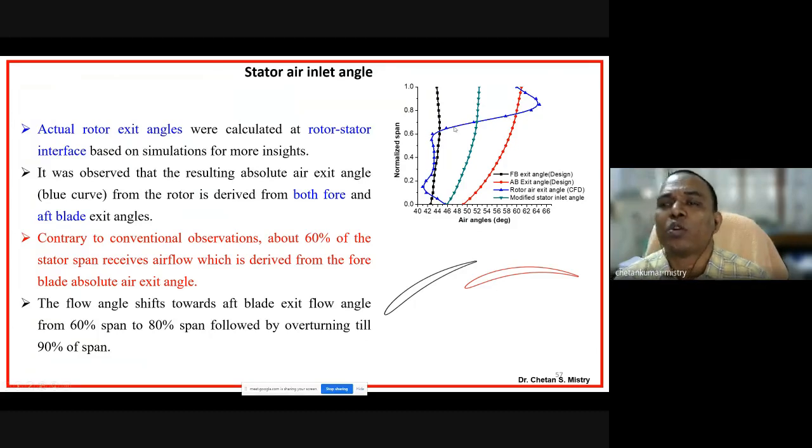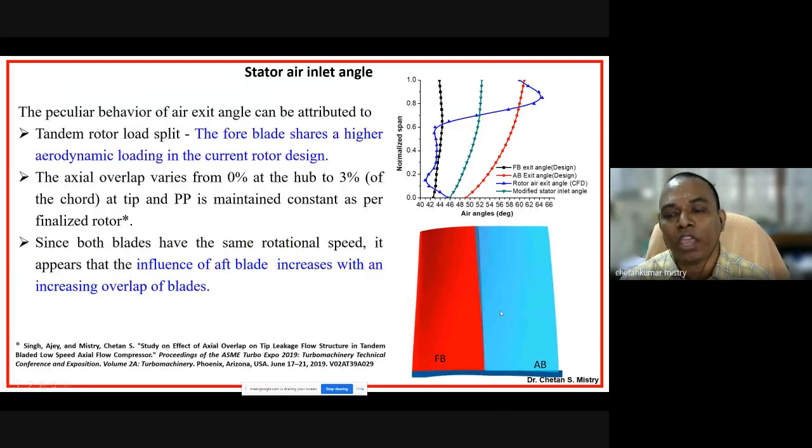If you try to understand, my physics is different. It is not following a particular pattern. It is matching well up to 60% for the front blade, and then it is matching again near above 80% span. That's because of the wakes coming out from my rotors. So in order to address this issue, we have taken out the average angle. You can see in this particular region, my blade is working fine in the sense that it is meeting my angles.